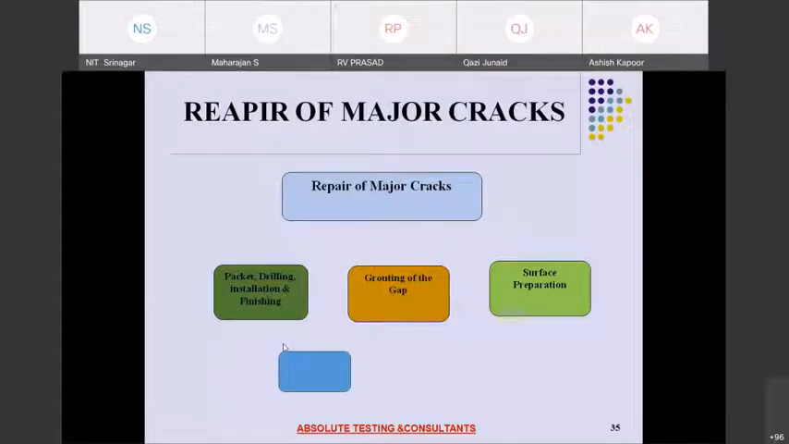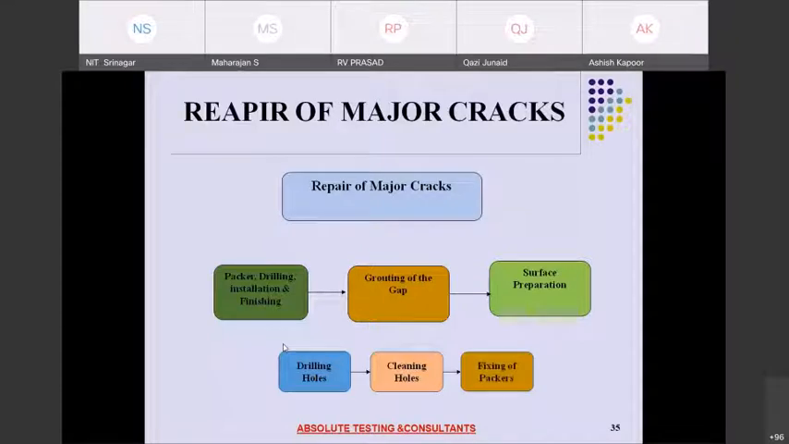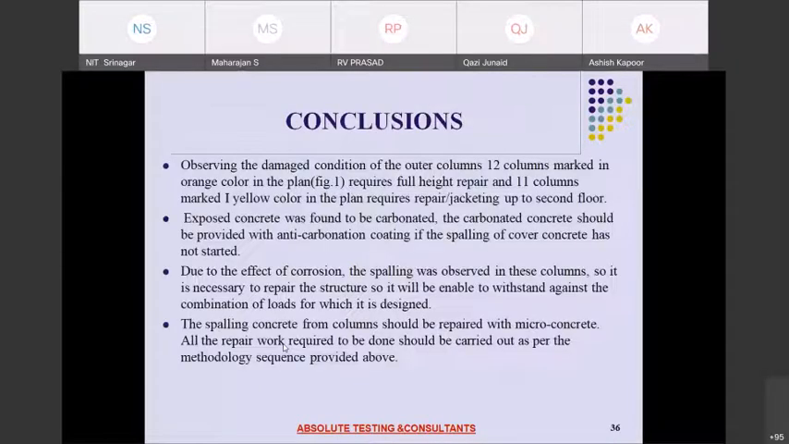So this is how injection grouting is done. Injection grouting is done by packer drilling, with what we call nozzles, then grouting of the gap. Surface preparation is done, then drilling of holes is done, then the holes are cleaned with pressure air, and after that we inject the epoxy grouting.